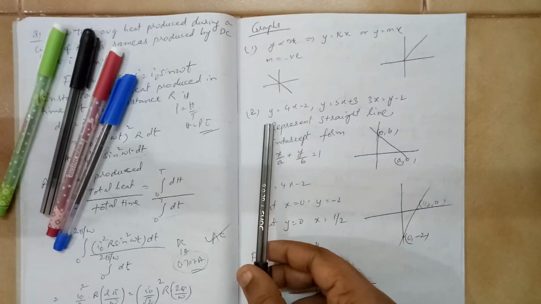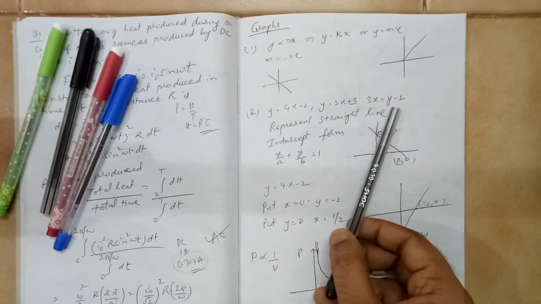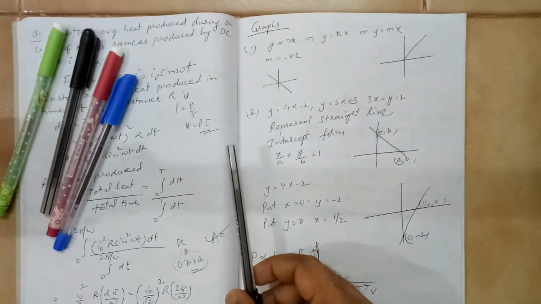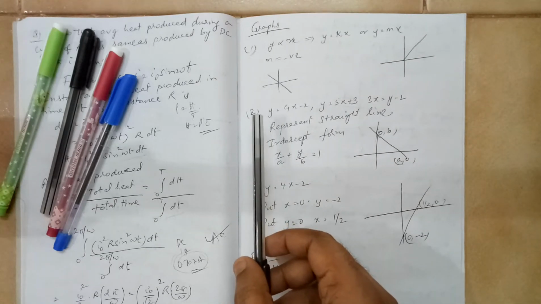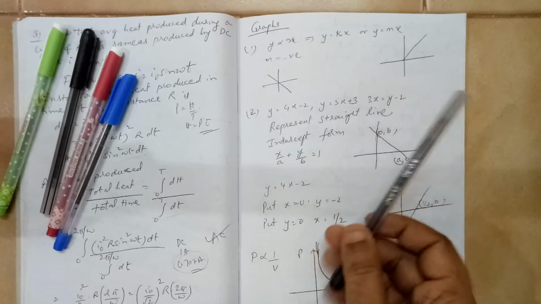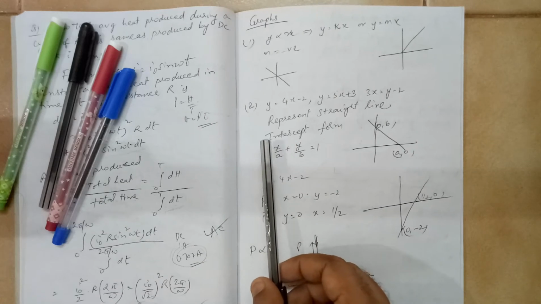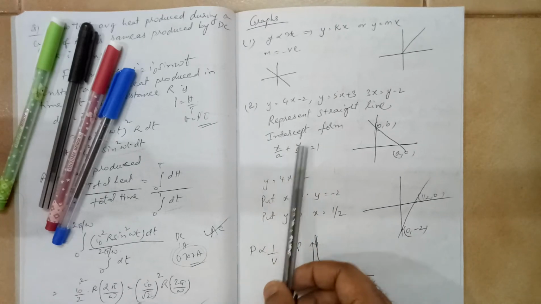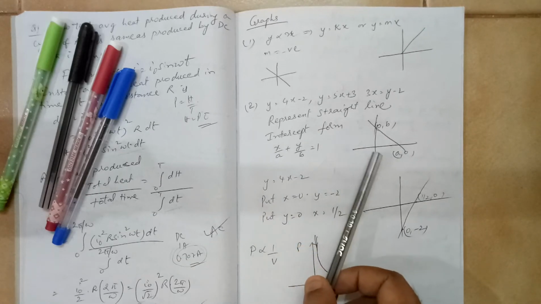If you have an equation like y is equal to 4x minus 2, or y is equal to 5x plus 3, or 3x is equal to y minus 2, all these types of equations are straight lines. But are they passing through the origin? Means they are not passing through the origin. In coordinate geometry, there is an intercept form. You know, that intercept form is written as x by a plus y by b is equal to 1. And the line also looks like this.